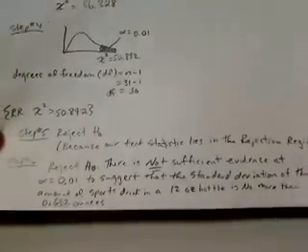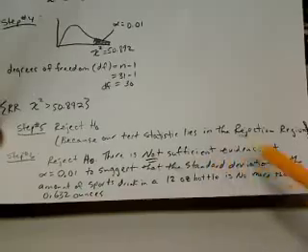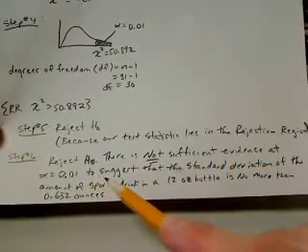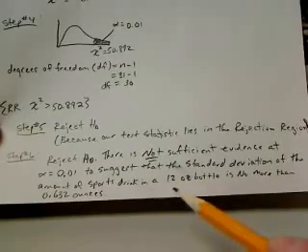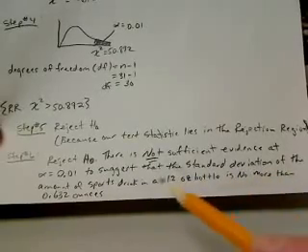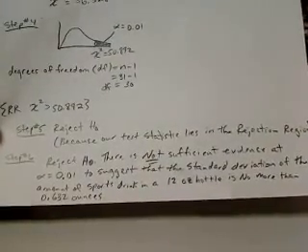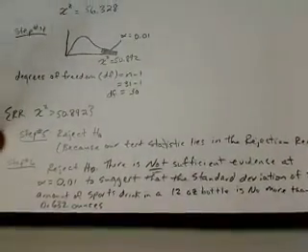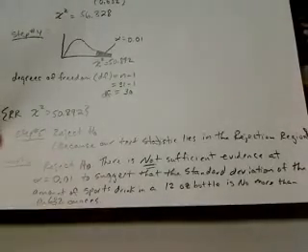But we have to restate what the original claim was, and we say that there is not sufficient evidence at the alpha equals 0.01 level to suggest that the standard deviation of the amount of sports drink in a 12-ounce bottle is no more than 0.632 ounces. So that is our inference on standard deviation, doing hypothesis tests on one population.